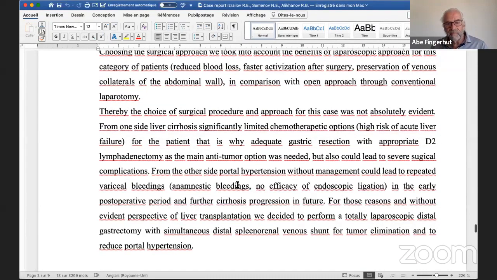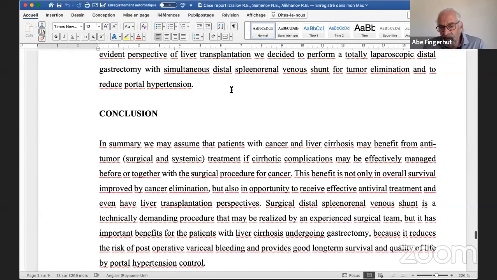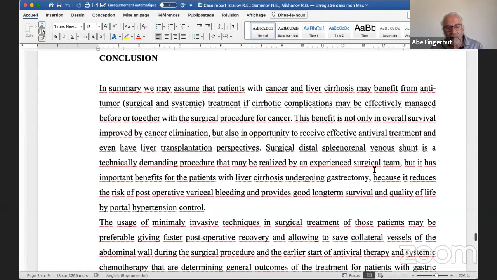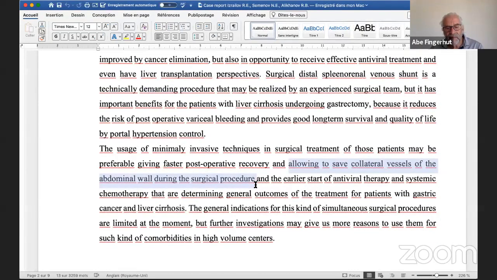And then the conclusion. You don't assume anything. The conclusion is that simultaneous treatment can be performed at the same time, in other words, for cancer and for cirrhosis. Don't repeat the results. Say that it was possible in your case, the outcome, or something like that. Yeah, 8 days. Even though she had a relapse of her cancer 33 months later, it's still a good result. And it shows that minimally invasive techniques for these patients are not only, I'm sorry, yeah, you did it here. Okay. I'm sorry, I didn't see it before. And the earlier start of antiviral therapy, that's also something that's very important.